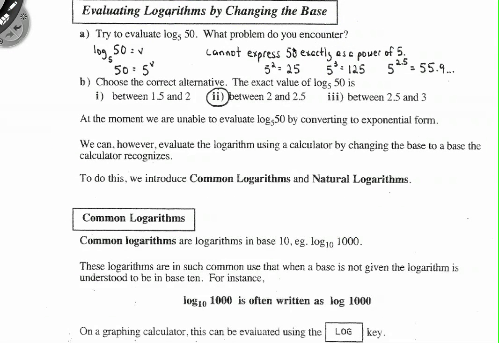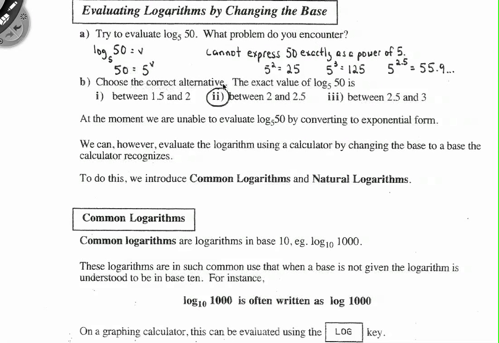Here we're going to evaluate logs by changing the base. Now, try to evaluate log 50 to the base 5. What problem do you encounter? Well, let's just set this to a value, v, and this 50 comes down and 5 swings over and bumps the v up. 50 equals 5 to the v. Can we write 50 as a power of 5? No. 5 to the 2 is 25, 5 to the 3 is 125, and so on. So we cannot express 50 exactly as a power of 5.